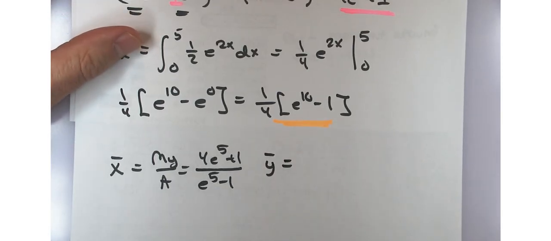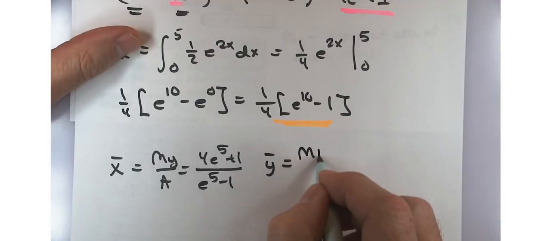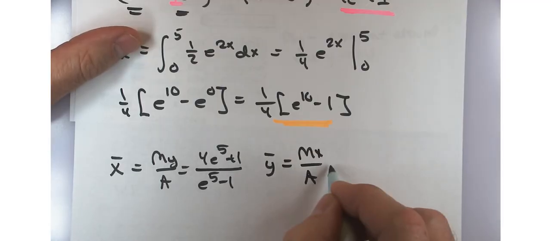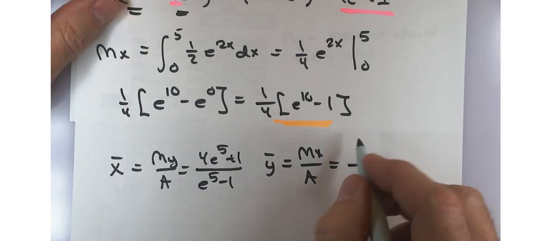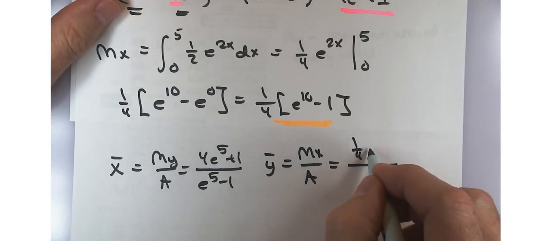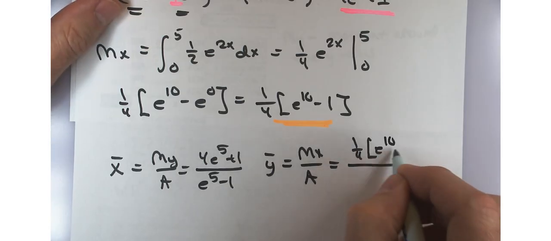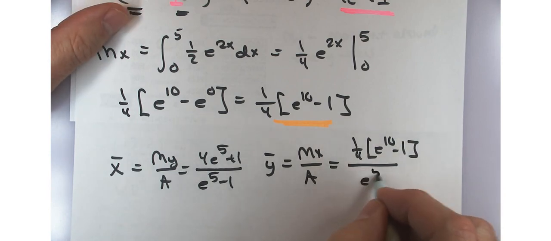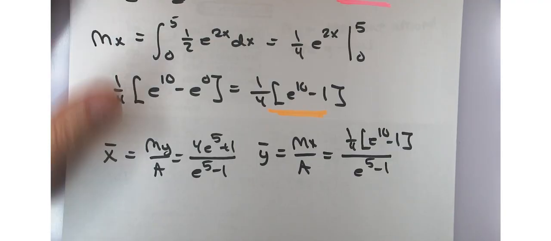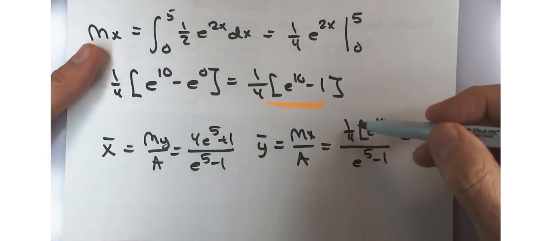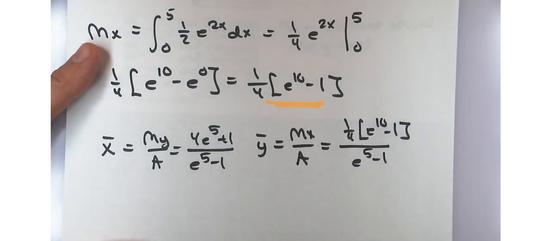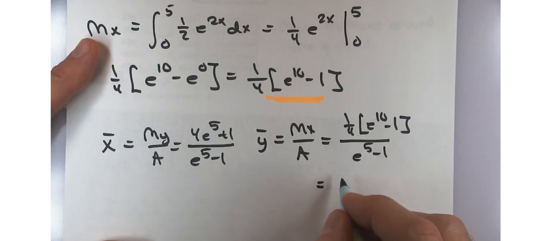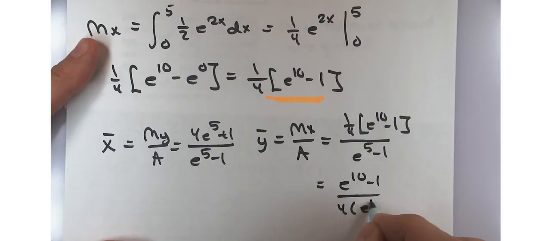Let's try the other one as well. M sub x divided by A is going to be 1/4 e to the 10 minus 1 divided by e to the 5th minus 1. I'd probably clean that up a little bit and just move that 4 down to the denominator. So overall it'd be e to the 10th minus 1 over 4 times e to the 5th minus 1.